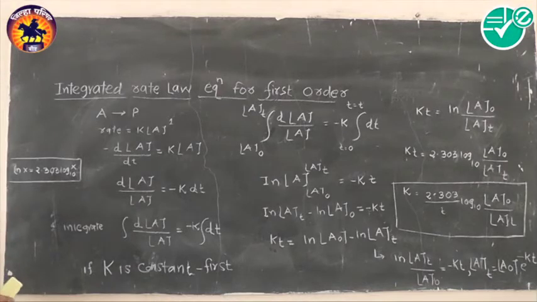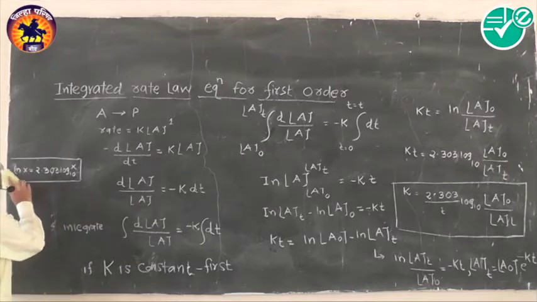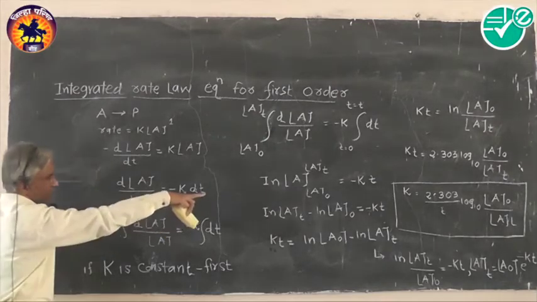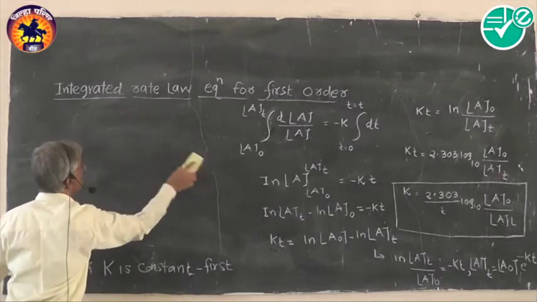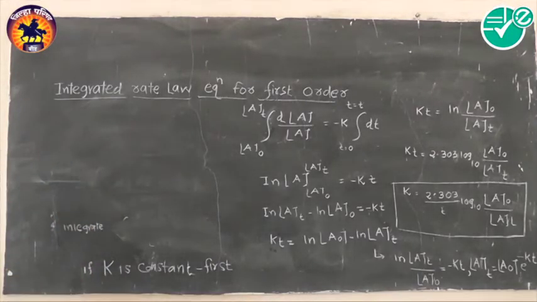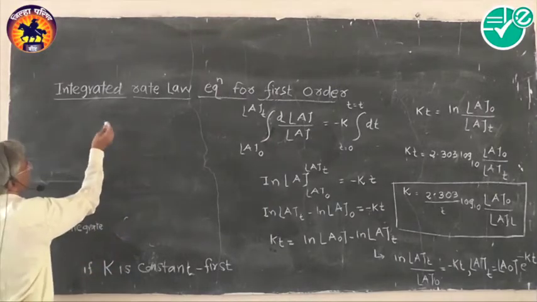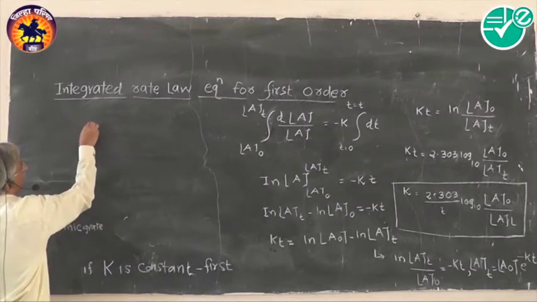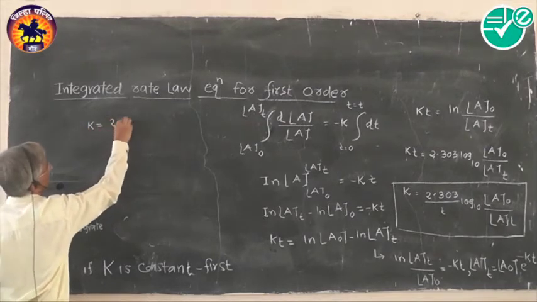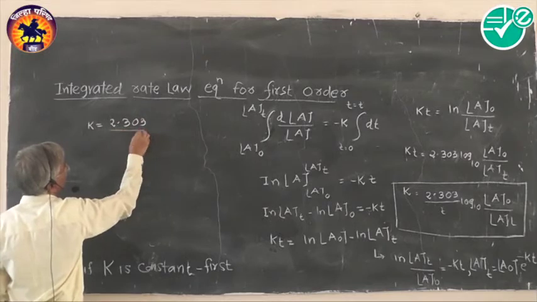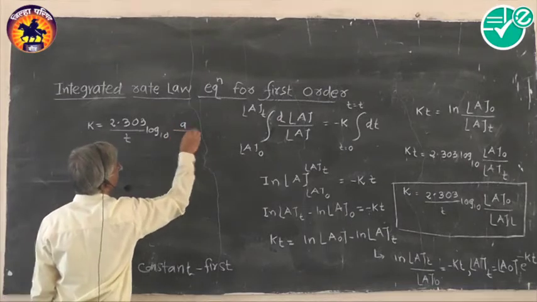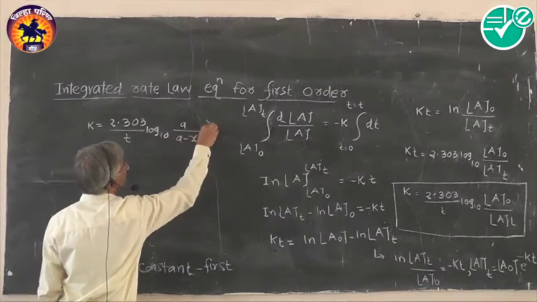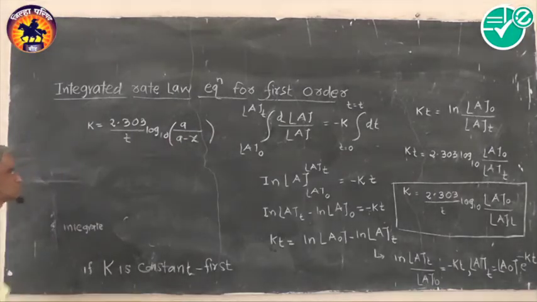Now, for calculation purpose and simplicity, this can also be the equation. That equation can also be written in a few different forms. Let us go for that. One more form is K equal to 2.303 upon t, log to the base 10 of a upon a minus x. This many times makes calculation easy for the student.